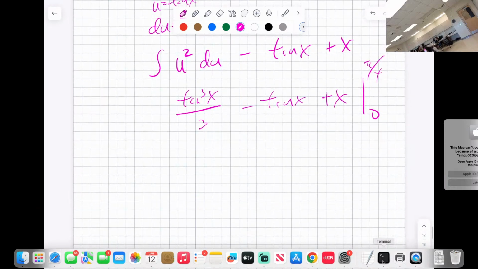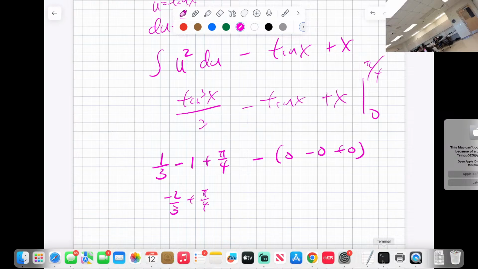Then all I have to do is plug in tangent of pi over 4 into that. It's just going to be 1. So it'll be 1/3 minus 1 plus pi over 4, minus 0 minus 0 plus 0, which is 0. So it'll be negative 2/3 plus pi over 4.